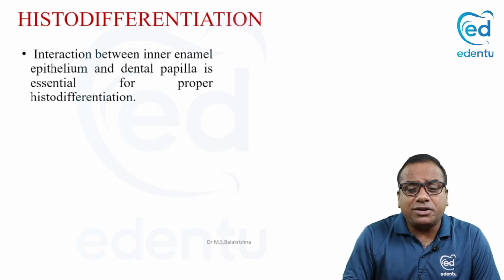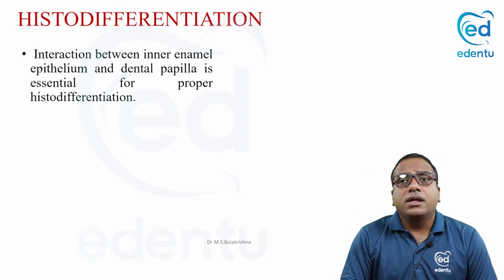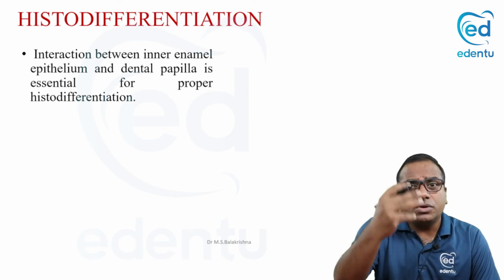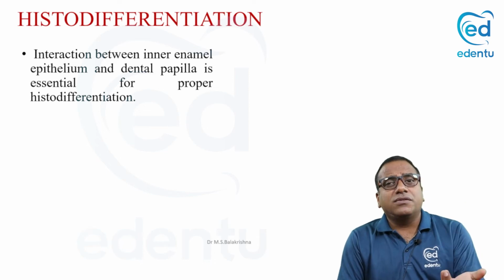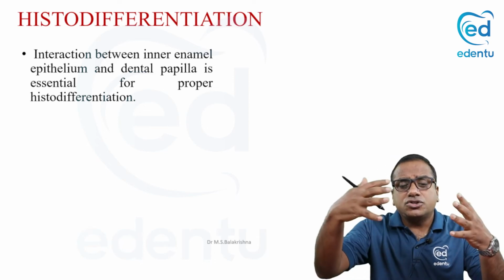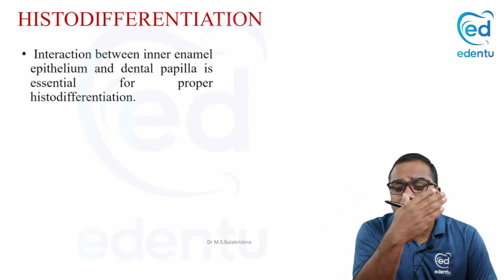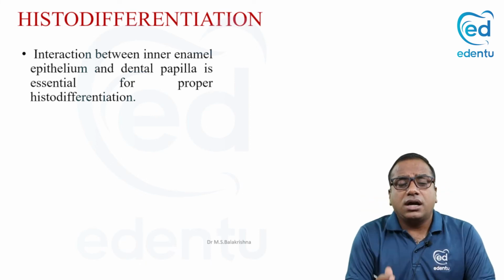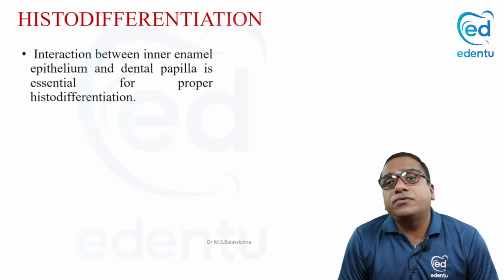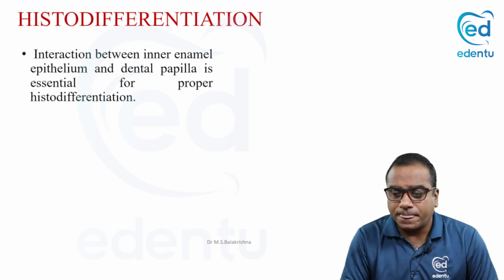So there is an interaction between the inner enamel epithelium, which will give rise to ameloblast, and the dental papillae, which will give rise to odontoblast and dentine. So histodifferentiation, membrana preformativa, all those things are grouped under histodifferentiation. That is what is happening here.